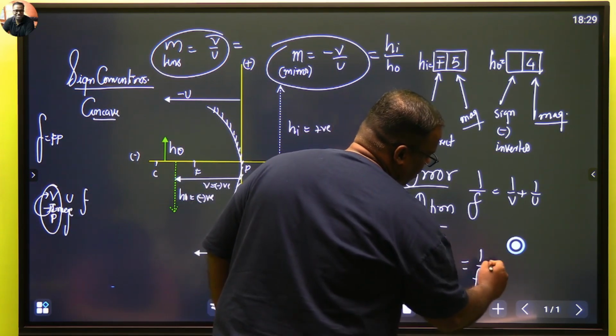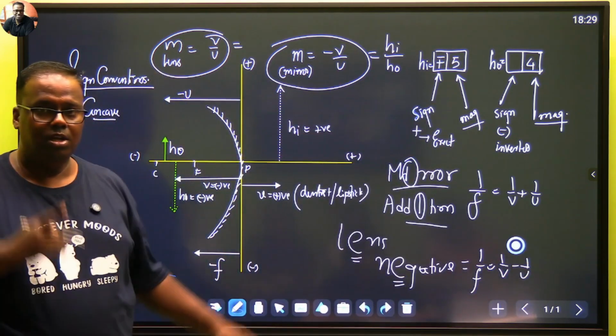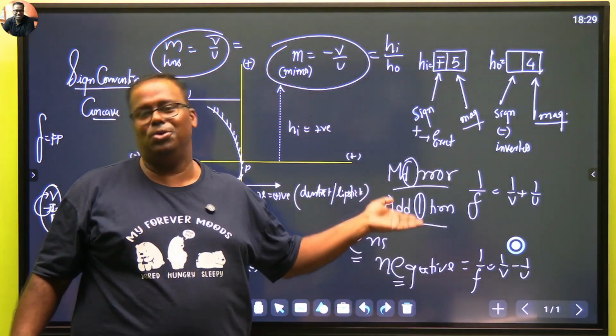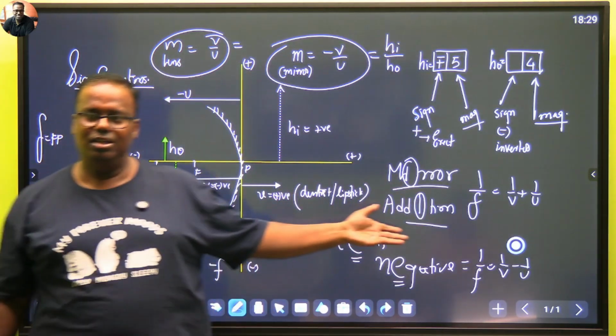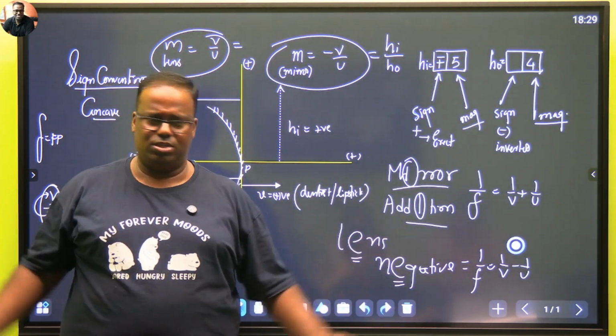So the lens formula will be 1/f is equal to 1/v minus 1/u. This is the best way to remember. मिरर में I, I is there in addition, तो 1/f is equal to 1/v plus 1/u. लेंस में E, नेगेटिव में E. That concludes it. There's nothing more.